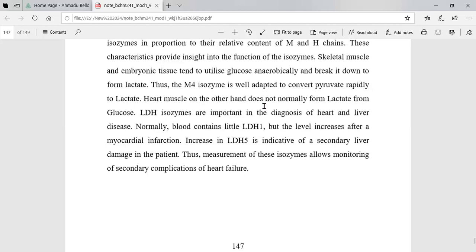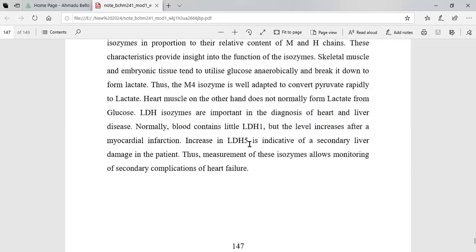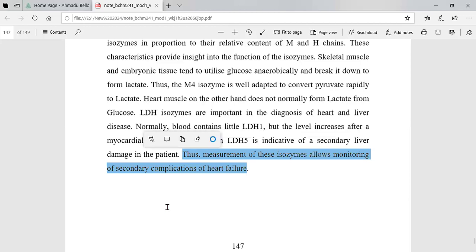Heart muscle, on the other hand, does not normally form lactate from glucose. So lactate dehydrogenase isozymes are important in diagnosis of heart and liver diseases. That is the take-home message. Normally, blood contains little LDH1, but the level increases after myocardial infarction. Increase in LDH5 is indicative of secondary liver damage in the patient. Thus, measurement of this isozyme allows monitoring of secondary complications of heart failure.